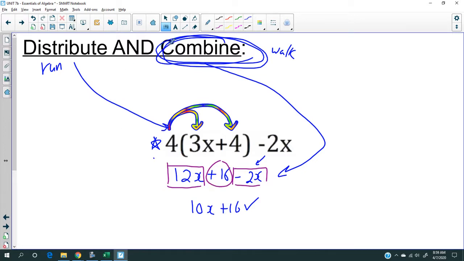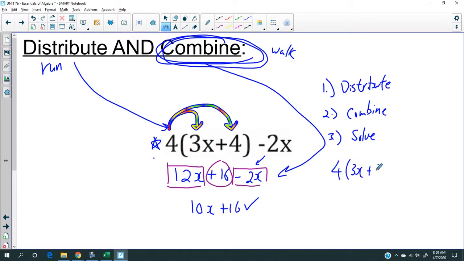Now, some of you say, hey, what about combine and distribute? Does that exist? Not often. In what you need to know right now, next year, and the year after in eighth grade, it's almost always distribute first. As a matter of fact, in seventh grade the order goes something like this. You distribute first, you combine like terms, and then in seventh grade you will solve. You're going to solve this as an equation. It might look something like this. Then you would solve it like an equation. So this is the order: distribute, combine, and then solve, in this exact order.